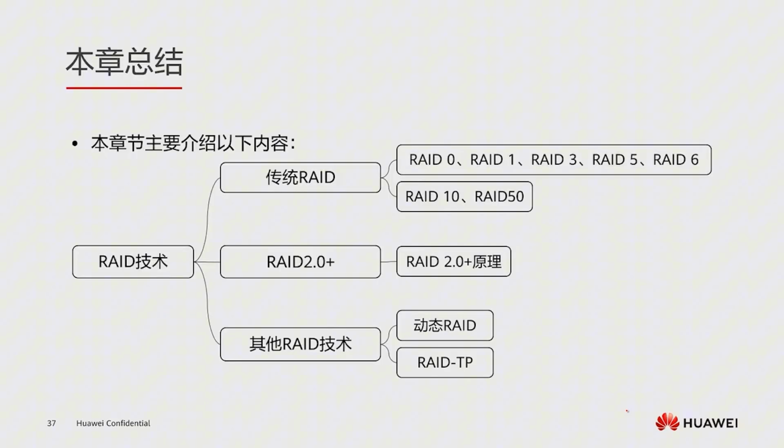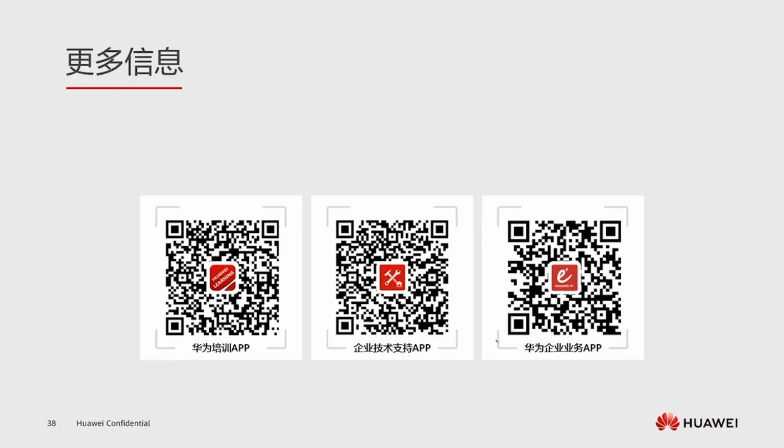Finally, let's look at a few thought questions. You can pause the video to think. Here's a review of this chapter. In this chapter, we have learned about RAID technology, including traditional RAID and Huawei's RAID 2.0, RAID-TP, etc.